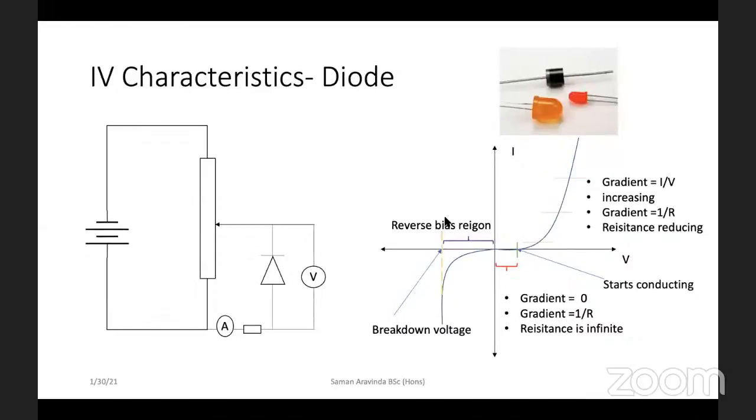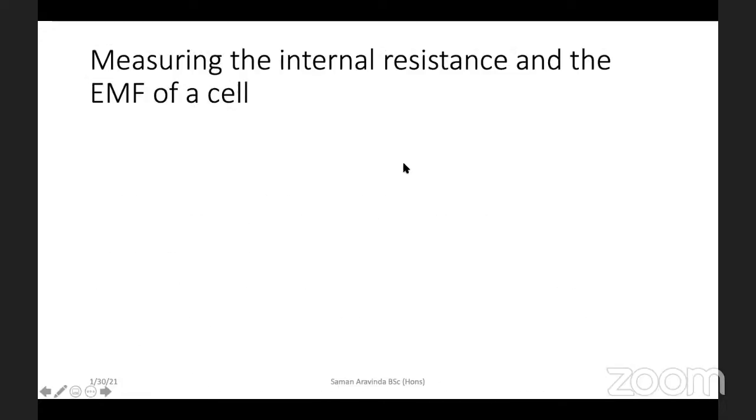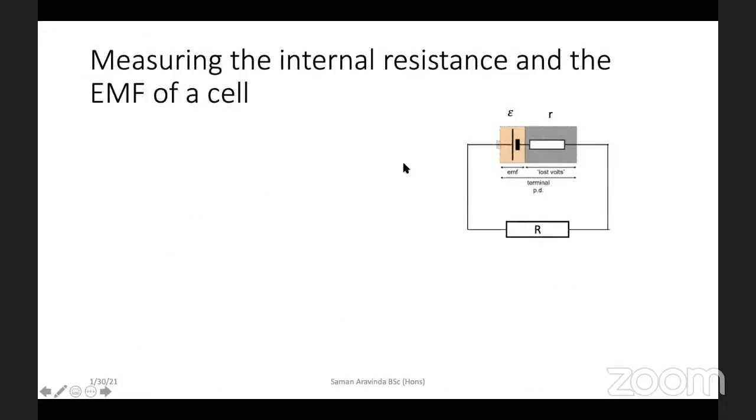Right. So we are moving on to the last part of the section. We are going to investigate the internal resistance and the EMF of a cell. Now, when you take a battery, it does not always provide us the marked potential difference. It shows something lower than that.